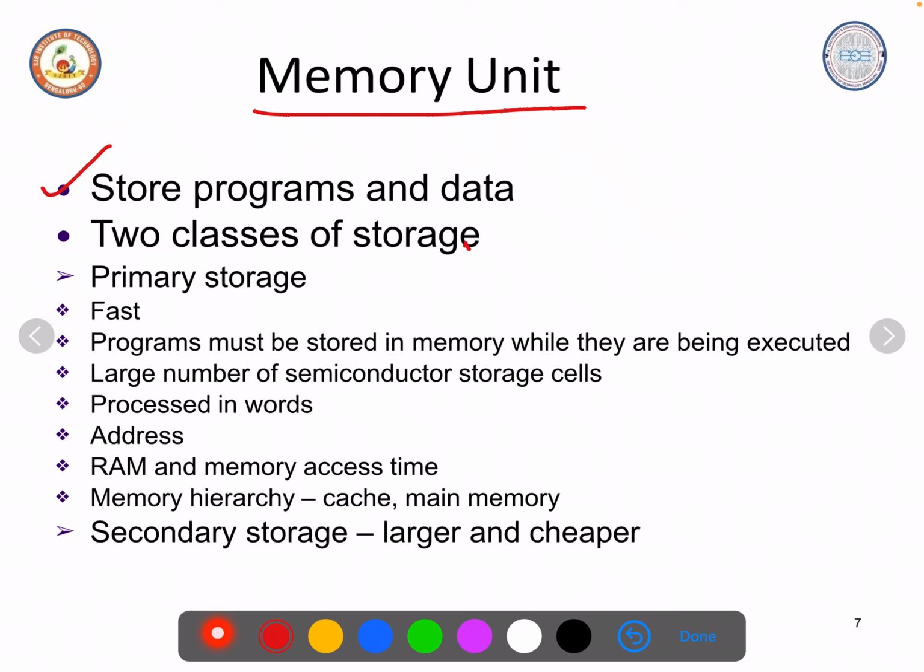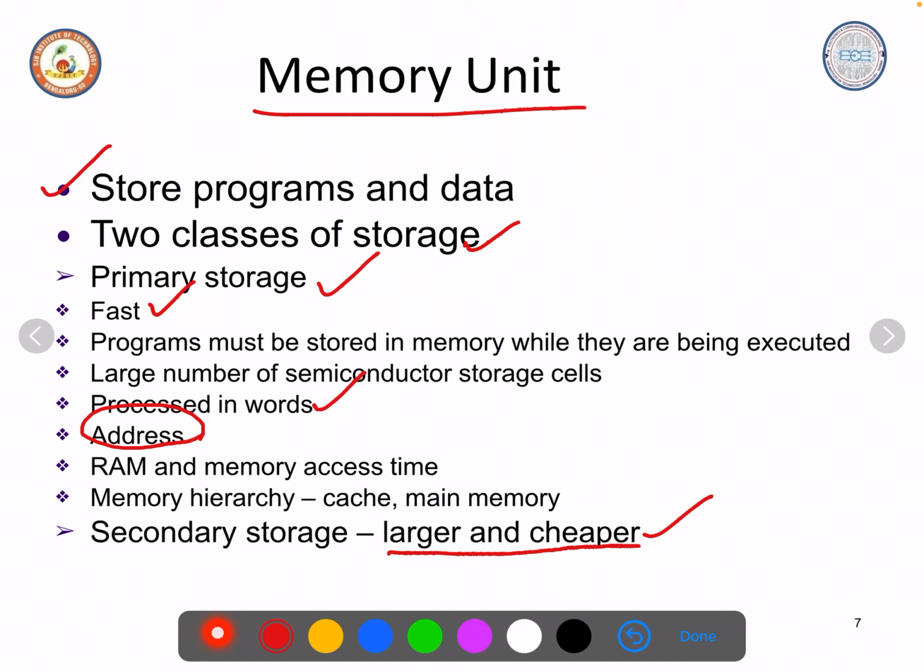There are majorly two classes of storage that you have: primary storage and secondary storage, or primary memory and secondary memory. Secondary memory is larger, but it is cheaper. Primary memory is fast, and programs are stored in this memory when they are executing. A large number of semiconductors were used as memory cells or storage cells. So the data can be processed from the memory in terms of words. In order to get the data, you need to give the address of that memory. So the address has to be mentioned.